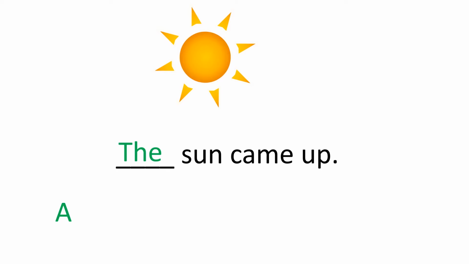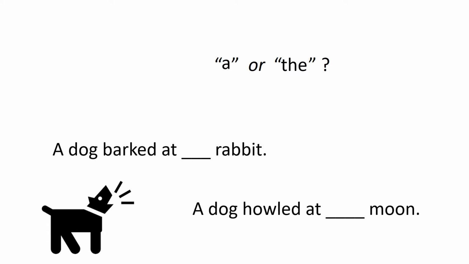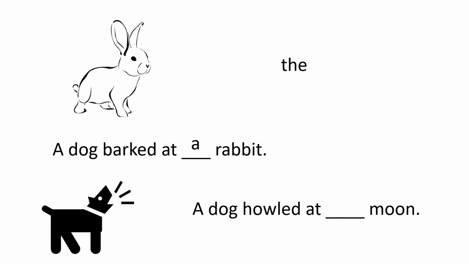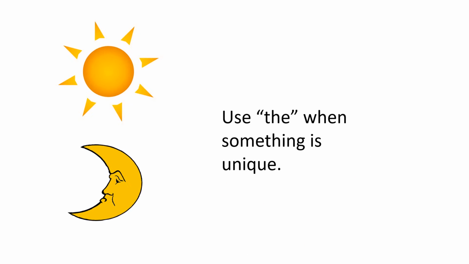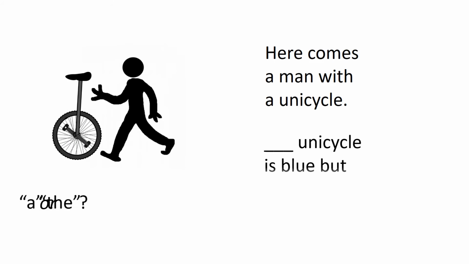To test this hypothesis, we'll consider another pair of sentences. In the first, we don't know which rabbit is being referred to, so saying "a rabbit" seems best. In the second case, there is only one moon, so according to our hypothesis, we should refer to it as "the moon." Since the hypothesis holds for two unique things, we'll tentatively note it down as our first rule and explore further.